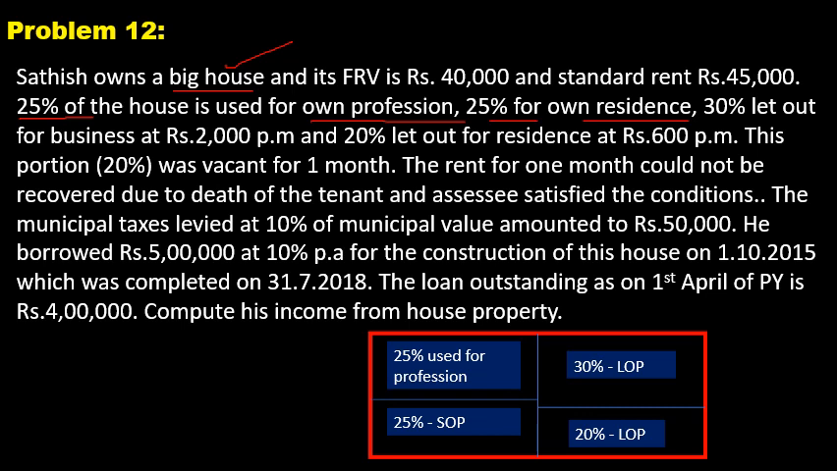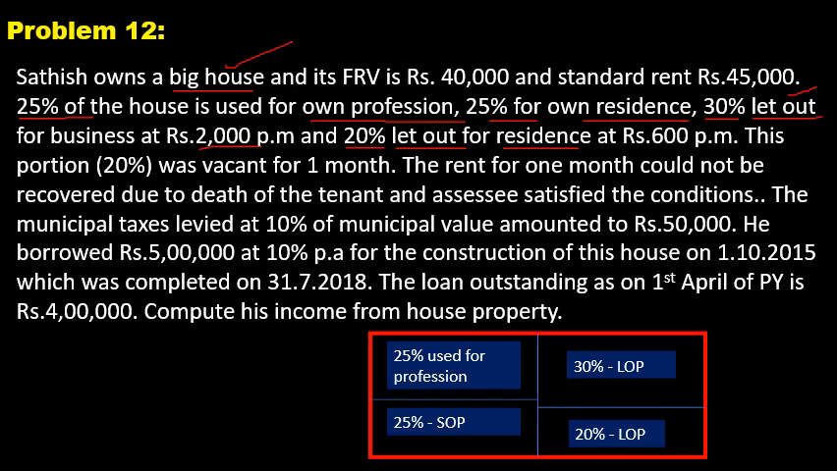And the third part, that is 30%, which is a let out property for rupees 2,000 per month. It is used by the tenant for business, not by SSC. SSC used it as a let out property. And the next, last part, that is 20%, which is also let out. The tenant uses it for residence, but the owner used it as a let out property. We are calculating the taxable income for the owner, for SSC, not for the tenant.